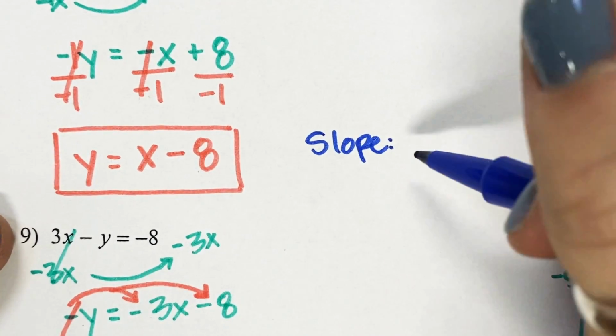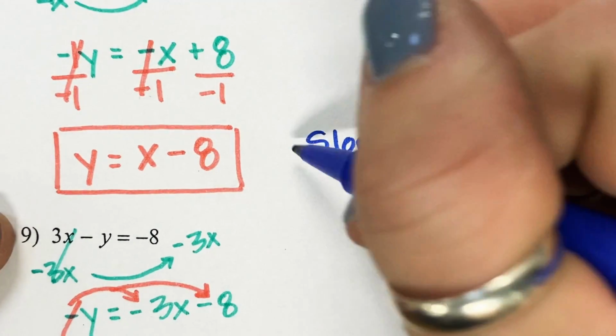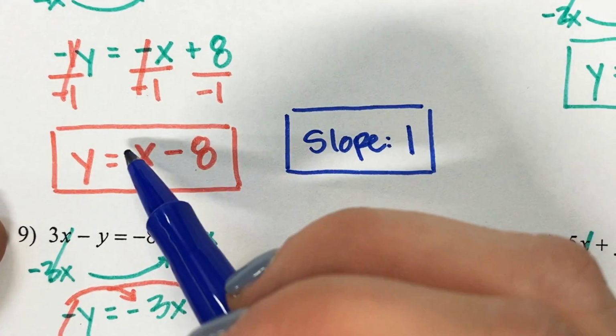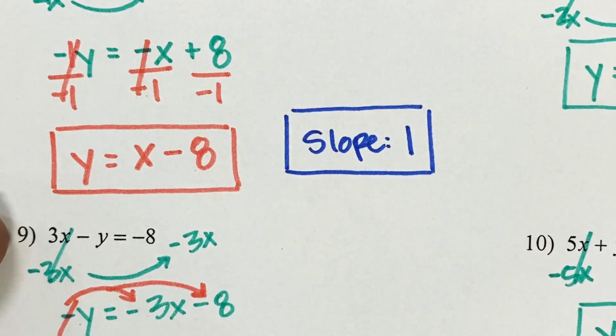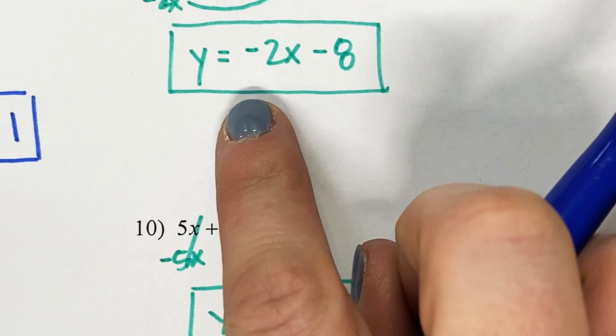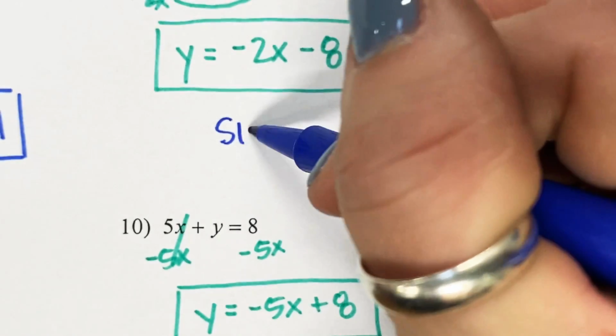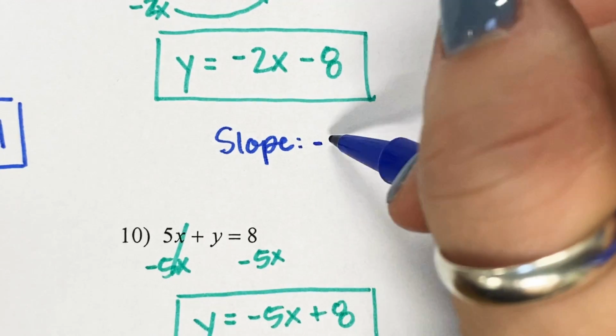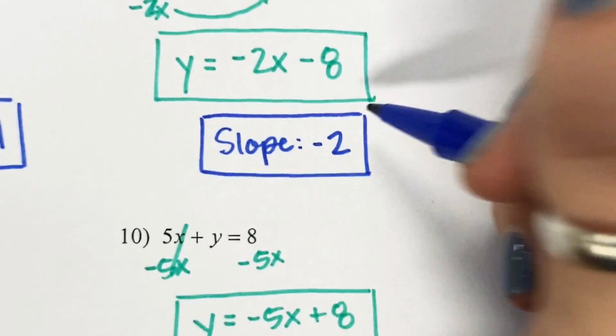That's going to be 1. So our slope is 1. Remember, 1 is that invisible number in front of the x. Okay, let's look at number 8. Look at our rewritten equation. What is my number right in front of the x? Negative 2. So our slope is negative 2.